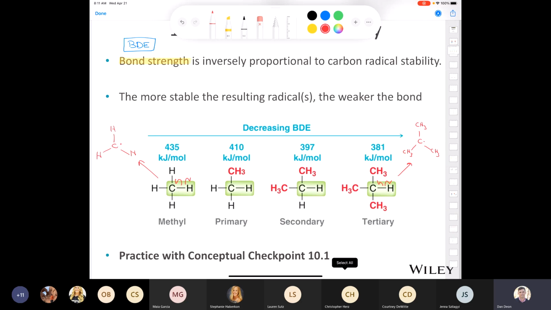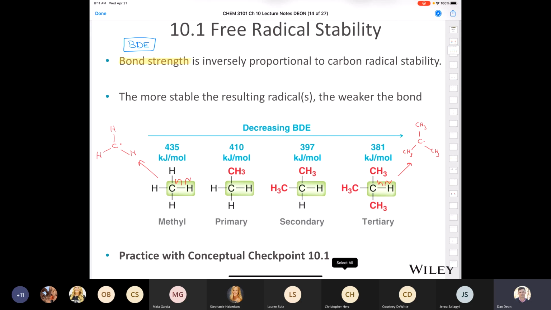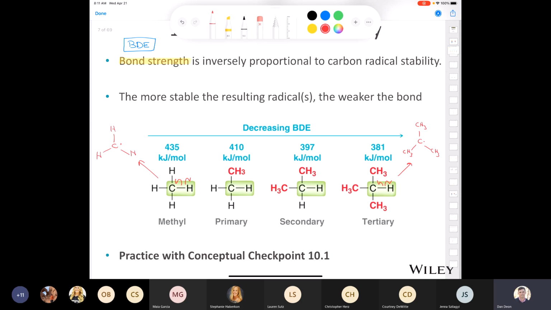So again, you have to understand the relationship between bond strength and carbon radical stability and understand that this is an inversely proportional relationship. Okay, that the more stable the carbon radical that's going to be formed, the weaker the bond is going to be. Give me a thumbs up if you follow me on that concept.